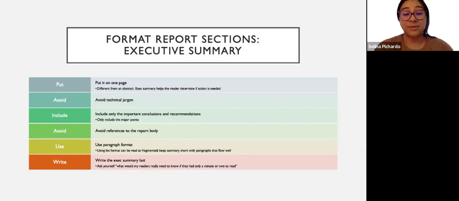And the executive summary is written last. You can only draft this once your report is finished and you know what's going to be included in your report. How can you write the executive summary about the main points if you don't even have the report written? So that's why this is usually written last.